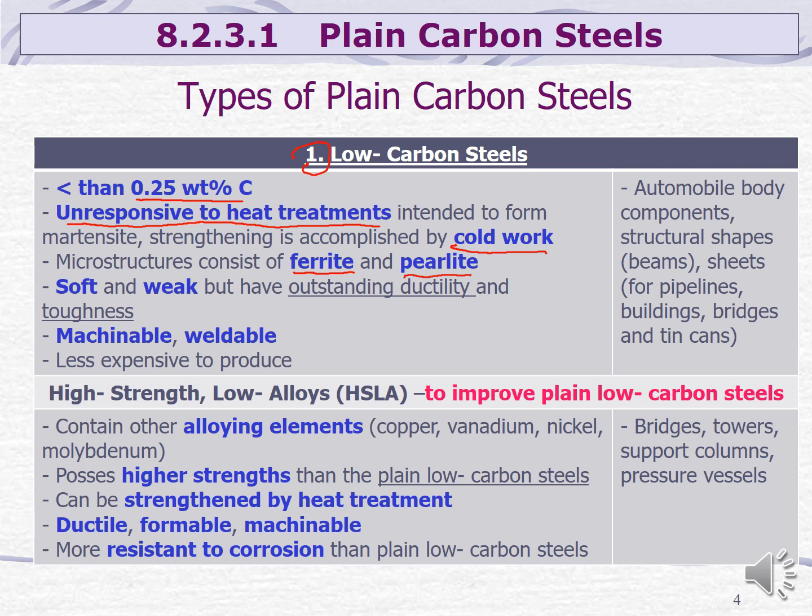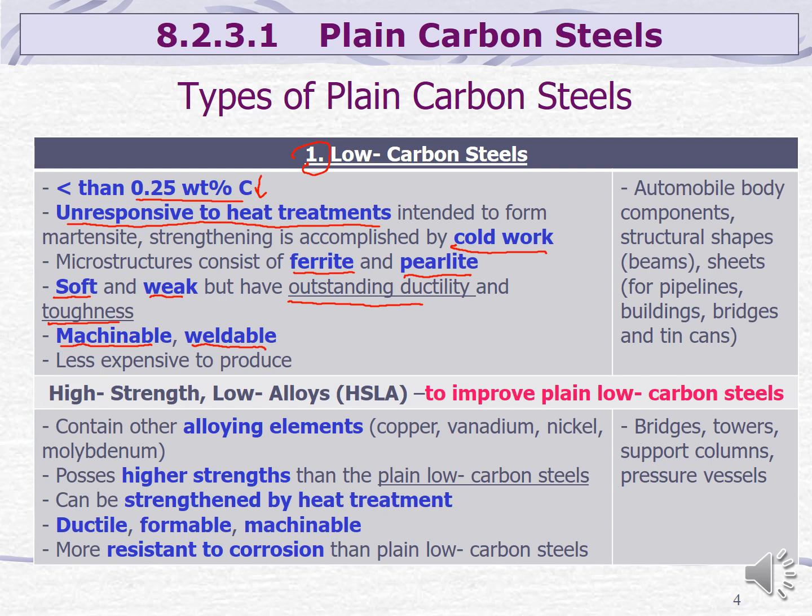The microstructure of this steel consists of ferrite and also pearlite. This low carbon steel, because it consists of a very low percent of carbon, is soft and weak, but has outstanding ductility and toughness. Because of that, it is machinable and weldable.